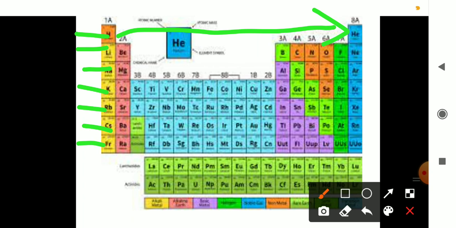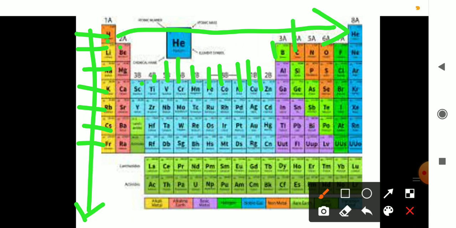Then what is called a group? The vertical arrangement starting from top to bottom is called a group. What is a group? The vertical arrangement of elements starting from top to bottom in a periodic table is called a group. There are 18 groups present in the periodic table. Group number 1, 2, 3, 4, 5, 6, 7, 8, 9, 10, 11, 12, 13, 14, 15, 16, 17 and 18. There are 18 groups and 7 periods present in the periodic table.